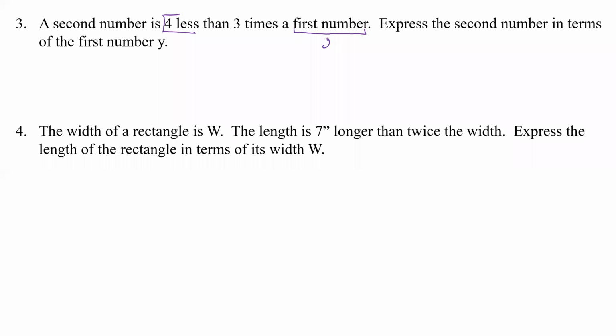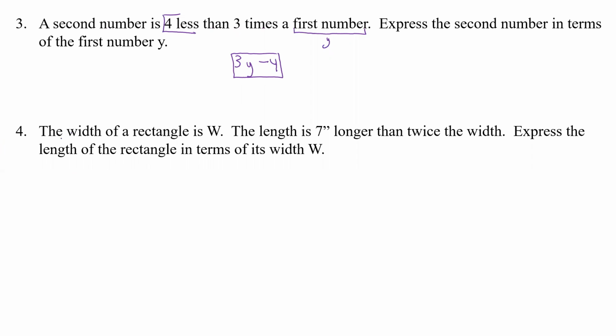So we want 4 less than 3 times a number y. Well, to get that, we have to take 3 times y. 4 less than that, we have to subtract 4 off. And so now we have 3 times the first number less 4, and that gives us what our second number is going to be equal to.